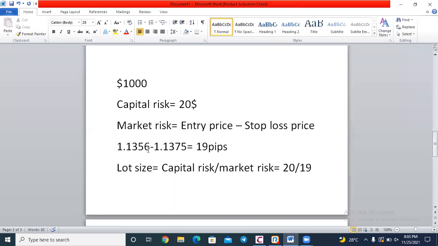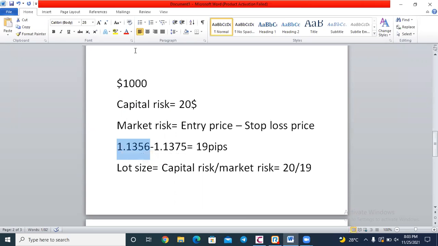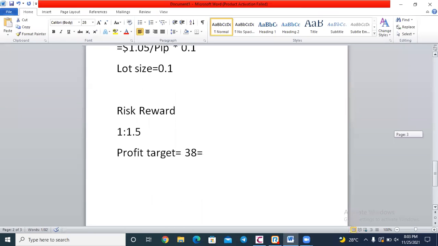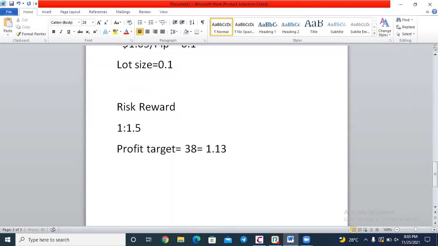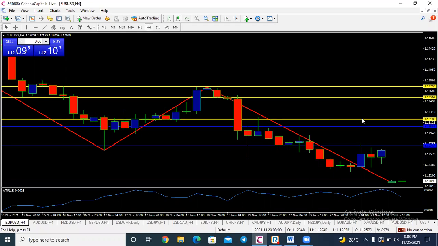I think that is 18, right? 38 from this is 18. What we have is what? 1.1318. That will be our take profit. This is our take profit. This is our risk. You can see this is 1:2. And actually, the market hit our profit target, and even still went below our profit target. You can see.